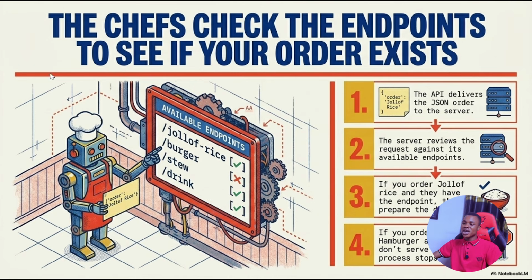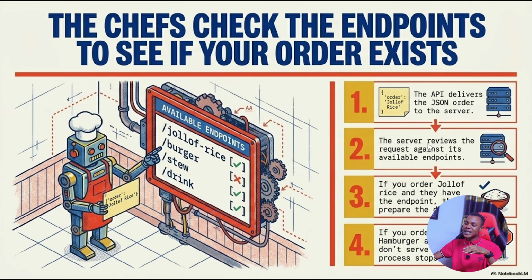So the chef checks the endpoint to see if your order exists. You want jollof rice, so the person who is inside, the chef who is cooking the food, will check if what you ordered exists. So the API delivers the JSON order to the server, then the server reviews the request. The server is what we call the chef. Now it reviews the request against the available endpoint. If you order jollof rice and they have the endpoint, they prepare the data. If you order a hamburger and they don't serve it, the process stops.